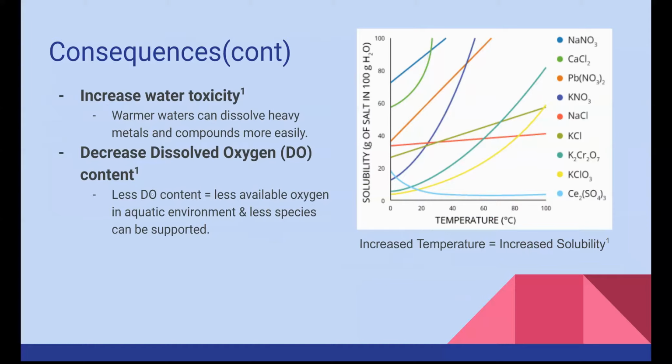The toxicity is that with warmer waters, heavy metals can dissolve quicker, and heavy metals in low concentrations are toxic, which can harm plants and animals in the water. And less dissolved oxygen can mean that there's less oxygen in the water to go around for plants and animals to absorb to get their nutrients.